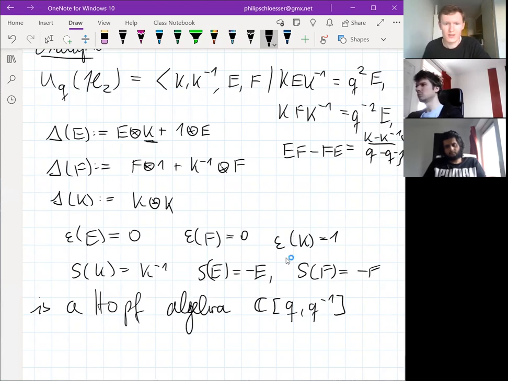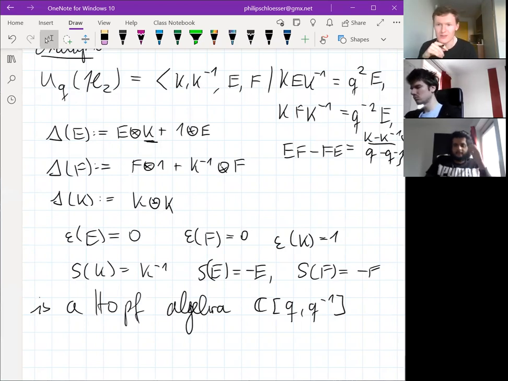Then we have the commutator of E and F, which is weird stuff, let's not get into that. But then again, the co-unit makes sense. And the antipode, on one hand, it makes sense to send K to K inverse. On the other hand, E to minus E also seems plausible. I'm not very familiar with this, but it looks like some deformation of SL2.